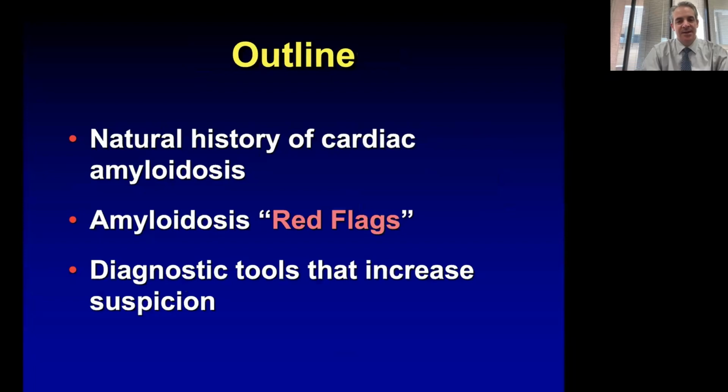The outline of this discussion is really we have three key points. We're going to be discussing the natural history of cardiac amyloidosis, amyloidosis red flags, and then we will briefly talk about some diagnostic tools that are useful that increase our index of suspicion for diagnosing this disease.